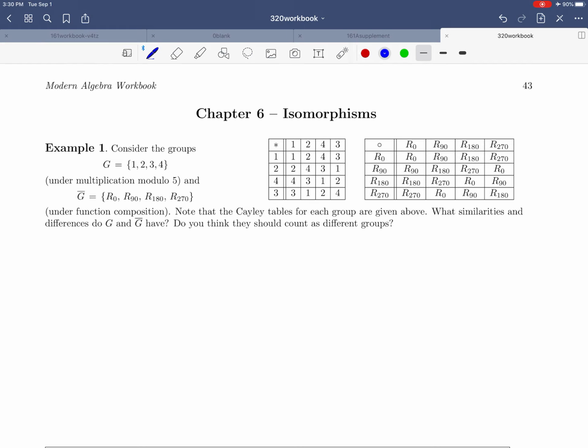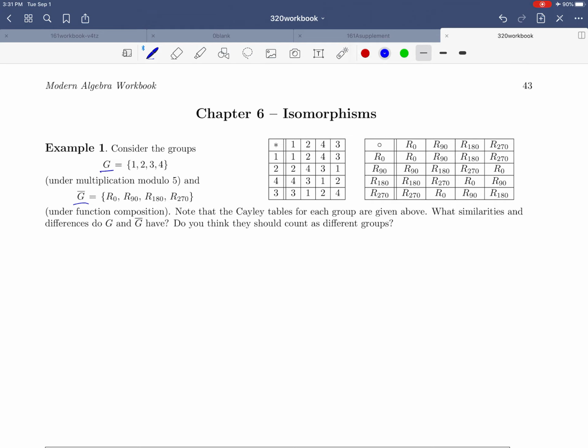So we have two groups here. We have the group G that consists of the numbers 1, 2, 3, 4 under multiplication mod 5. And then we have the group G bar, which is rotations R0, R90, R180, R270. So the group of 90-degree rotations and its powers. The question is, should we count these two groups as different or not?